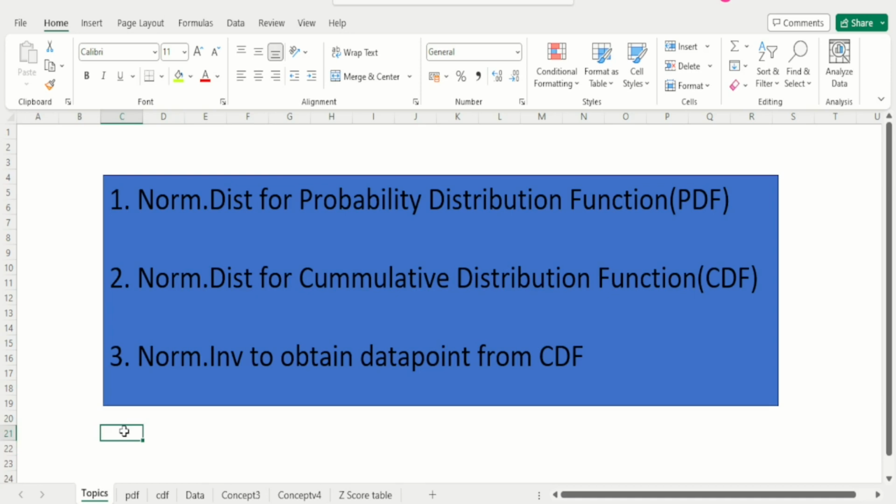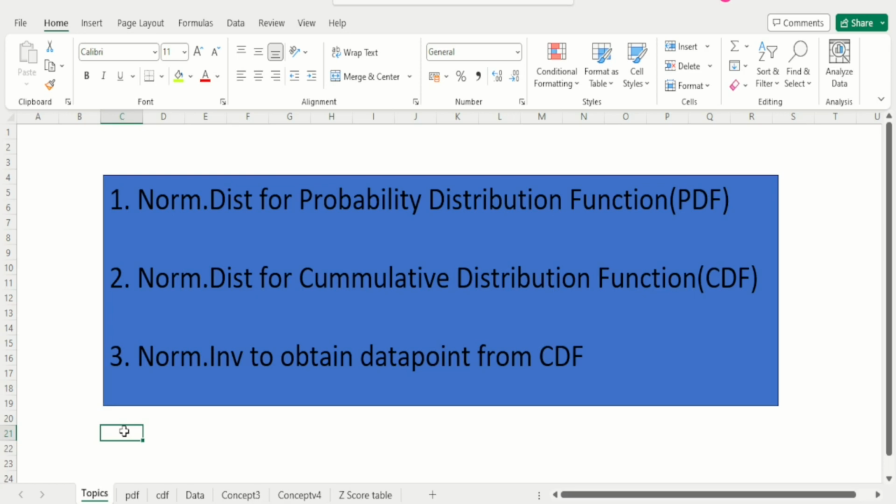Today we'll be extending our analysis to the probability in normal distributions. There'll be three main topics that we'll cover. The normal distribution function, or the Norm.dist function, for generating the PDF. The Norm.dist function for CDF, or cumulative distribution function. And finally, we'll be looking at the inverse function, the Norm.inv, as a reverse of CDF.